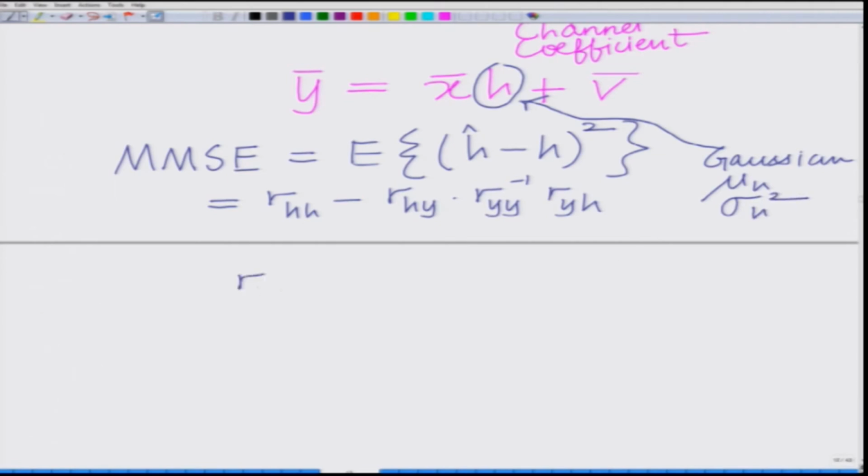So, our R_HH is equal to your prior variance, sigma_h square. We already know R_HH, that is the expected value of (h minus mu_h) square equals sigma_h square, which is the variance of the Gaussian prior for this fading channel coefficient h.